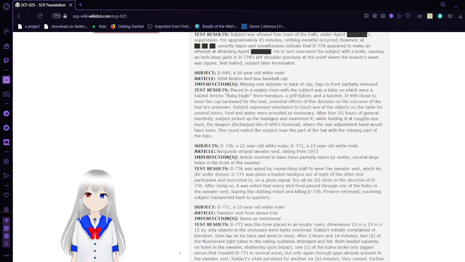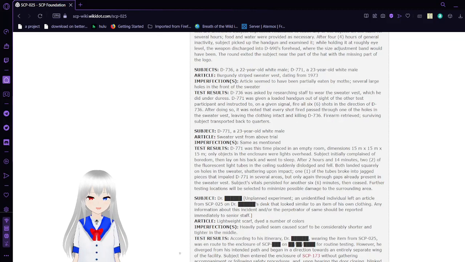Subjects: D736, a 22-year-old white male. D771, a 23-year-old white male. Article: burgundy striped sweater vest dating from 1973. Imperfection: article seemed to have been partially eaten by moths. Several large holes in the front of the sweater.